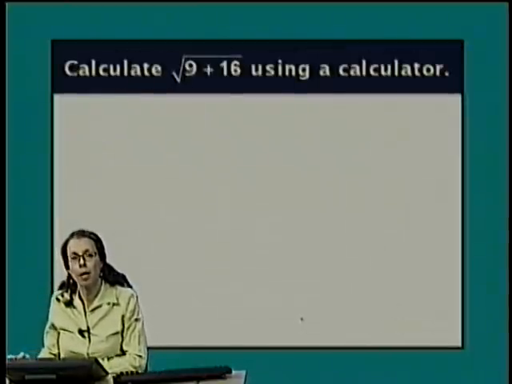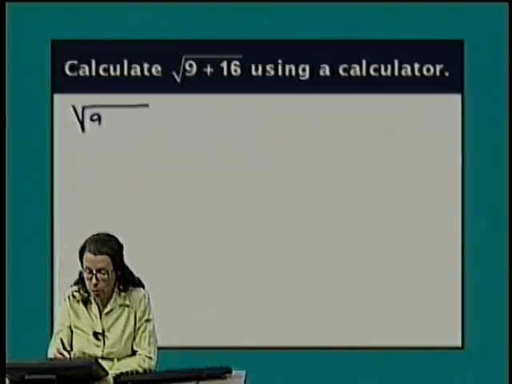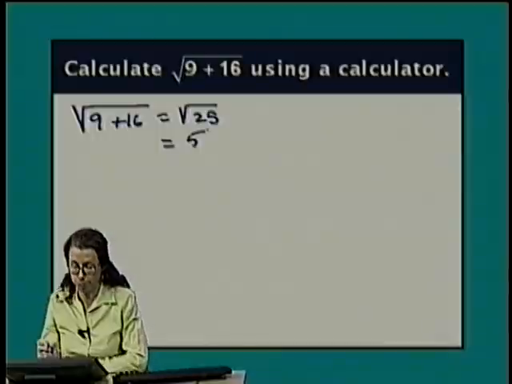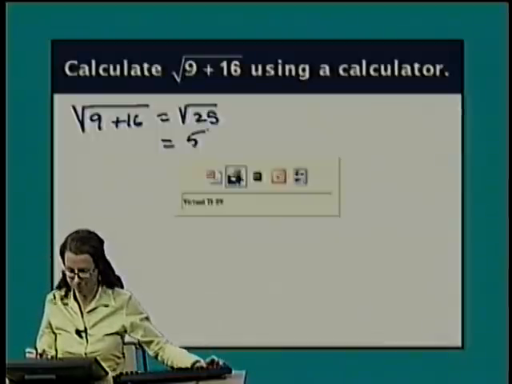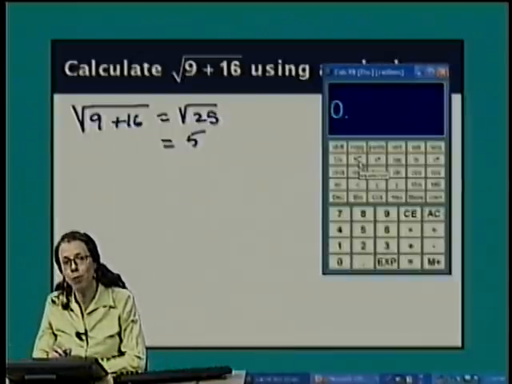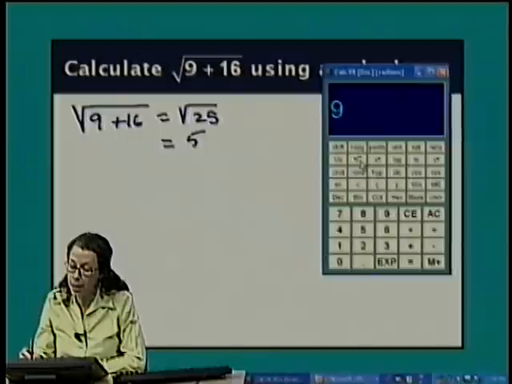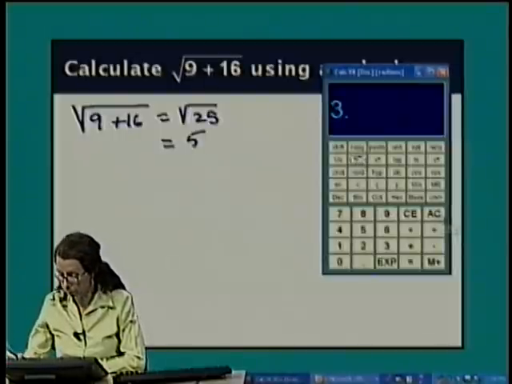Now let's look at an example using a radical. We know that the square root of 9 plus 16 is the square root of 25, which equals 5. This is the number we should get out of our calculator. We have a square root key. And the square root key on this calculator functions the same way as the negative does. If I take 9, then I hit the square root, the calculator gives me the square root of 9.